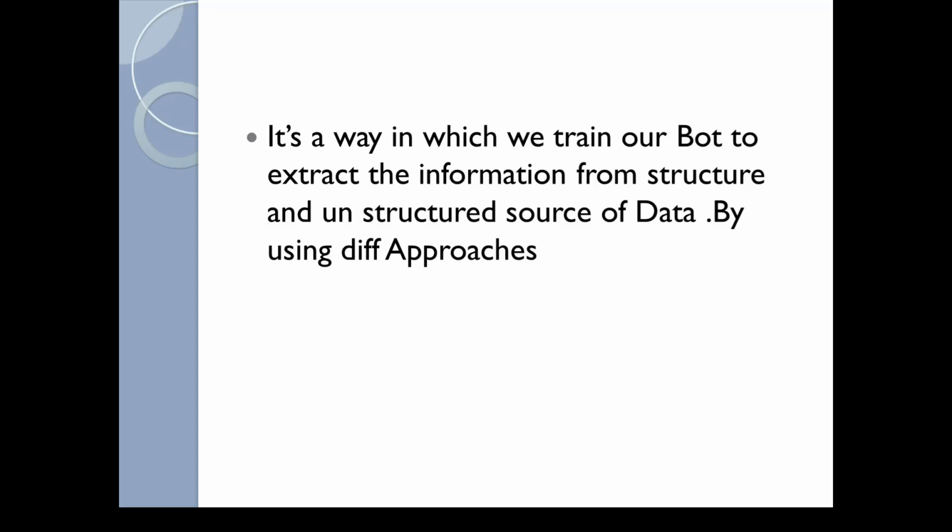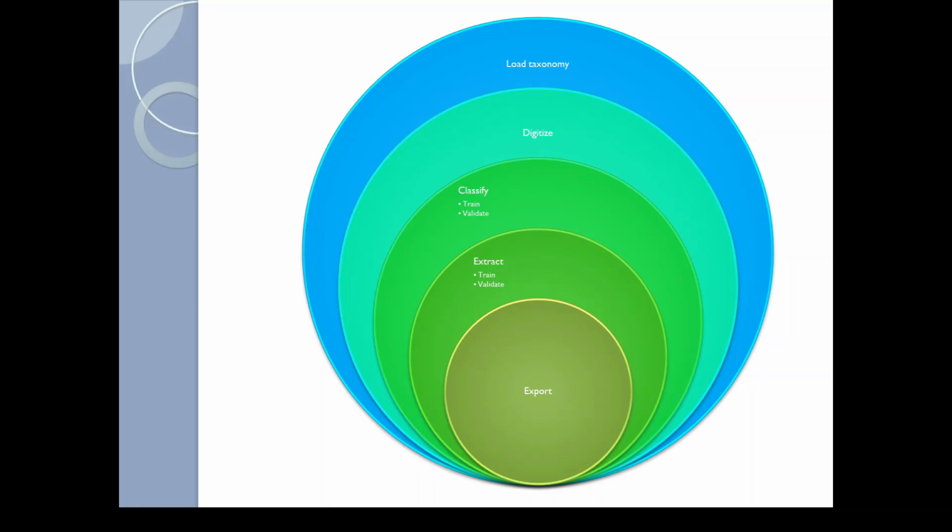So there are different approaches in UiPath. They have load taxonomy, digest, and classification. In classification we have train, validate, extract information, then export. If we count the steps for Document Understanding, we have the first step, load taxonomy, the second step, digest document, the third step, classification, the fourth step, extraction, and then the final fifth step is to export the data. So these are the different approaches to extract information from structured and unstructured sources.